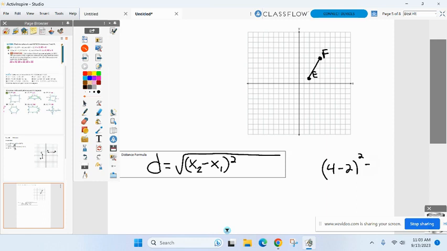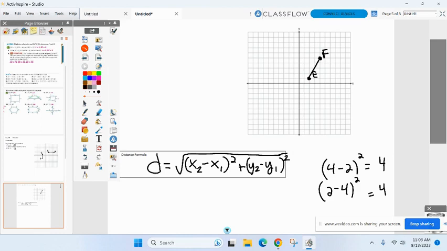Here's why, and you don't need to write this down. 4 minus 2 squared. What do you got? 4 minus 2 is 2, squared is 4. What if I did the reverse? 2 minus 4 is -2, squared is 4. Doesn't matter. So don't worry about the order, just as long as they're both x coordinates. We're going to put a plus sign next. And then, wild guess, kids, what am I going to put in that last parenthesis? Your y's subtracted, correct: y2 minus y1, still all squared at the end. All right, we're all good.